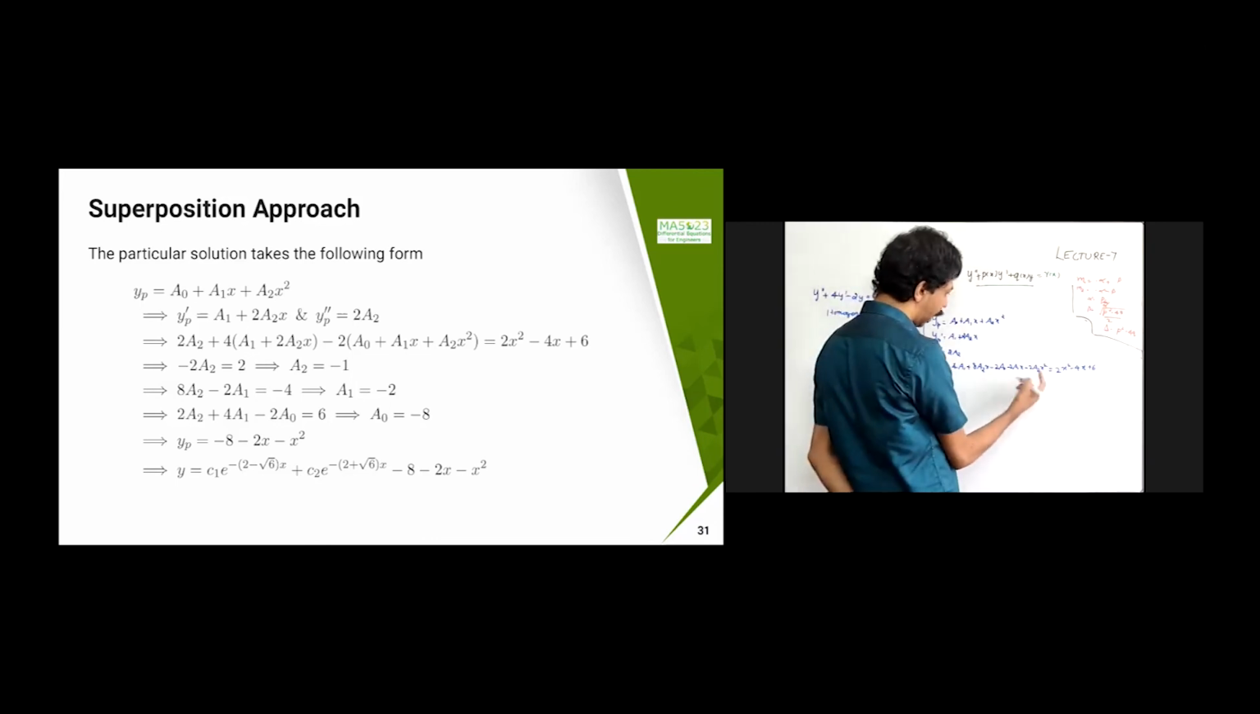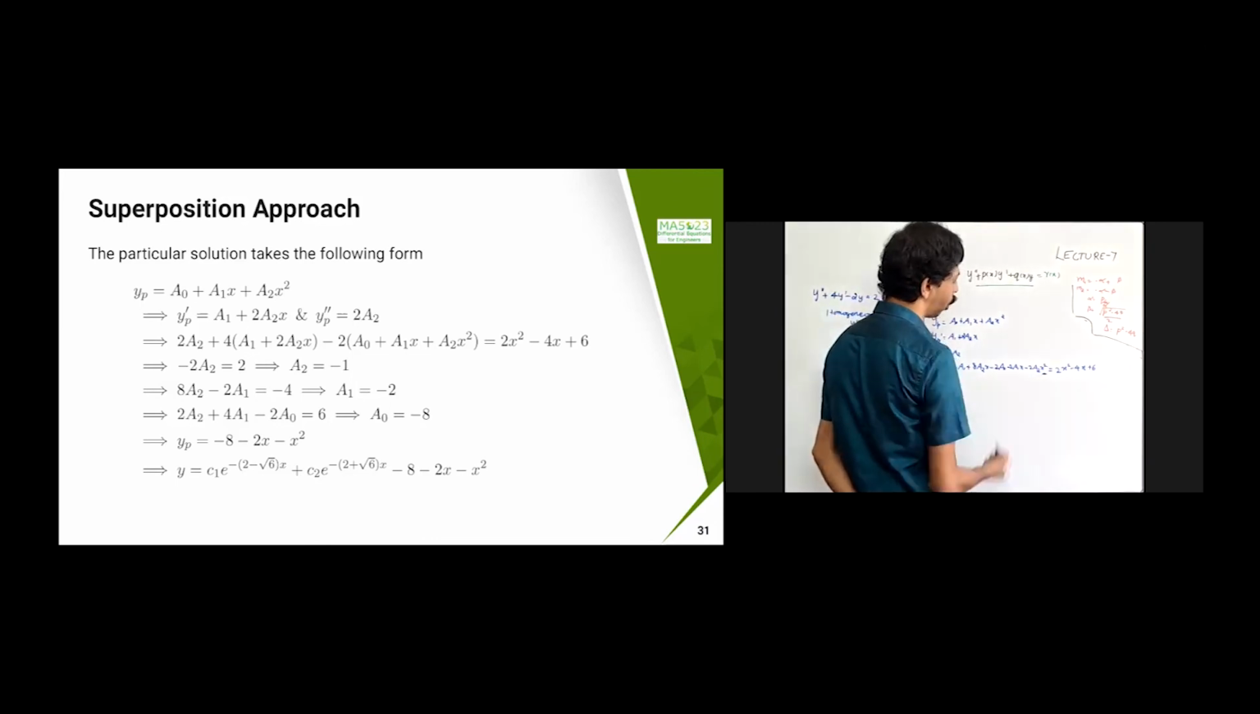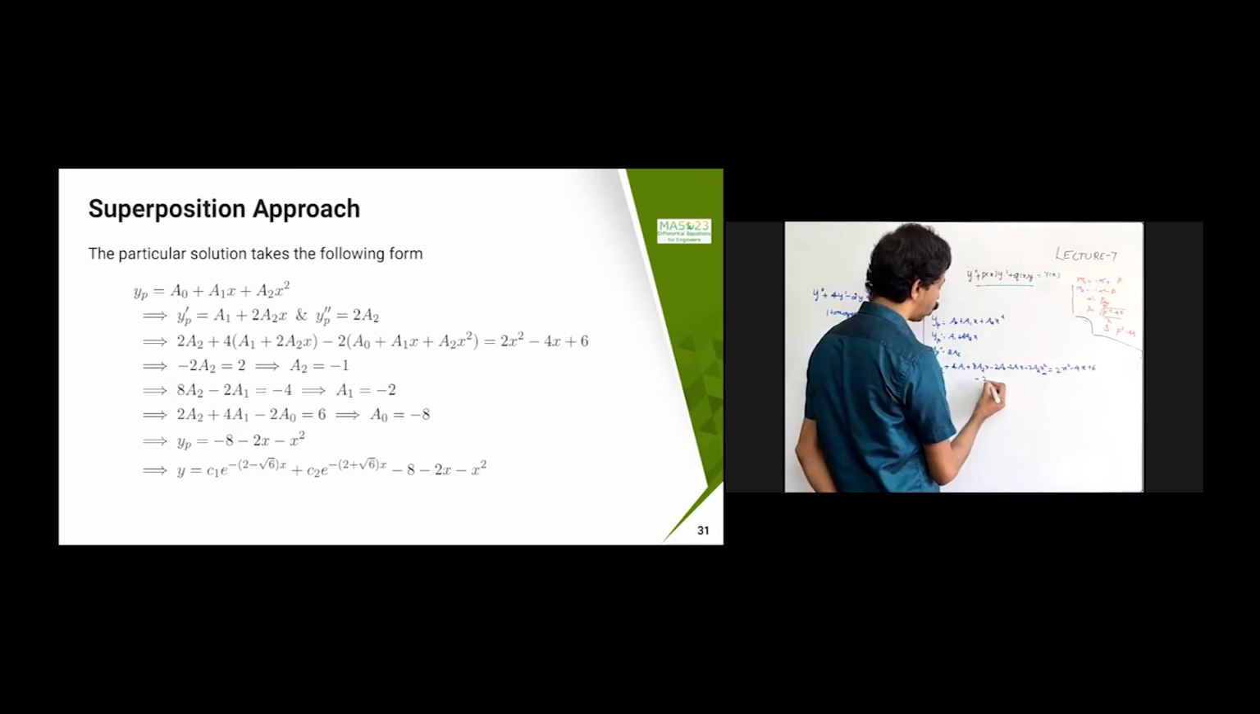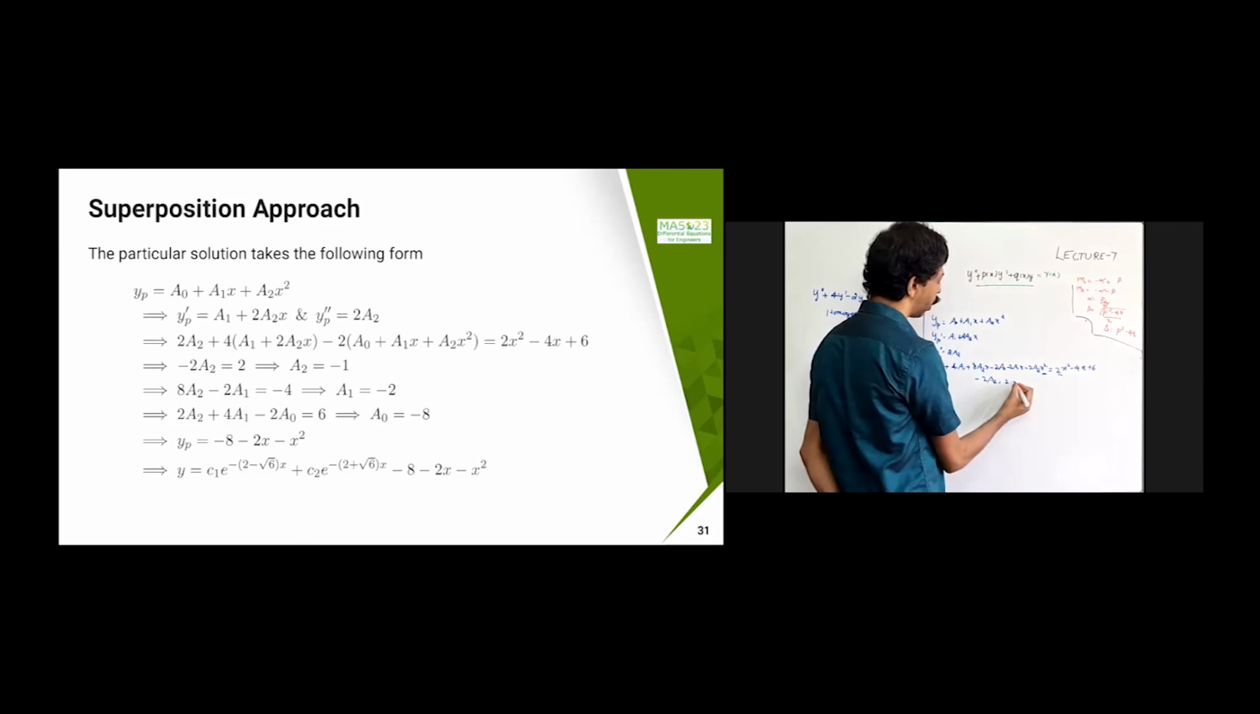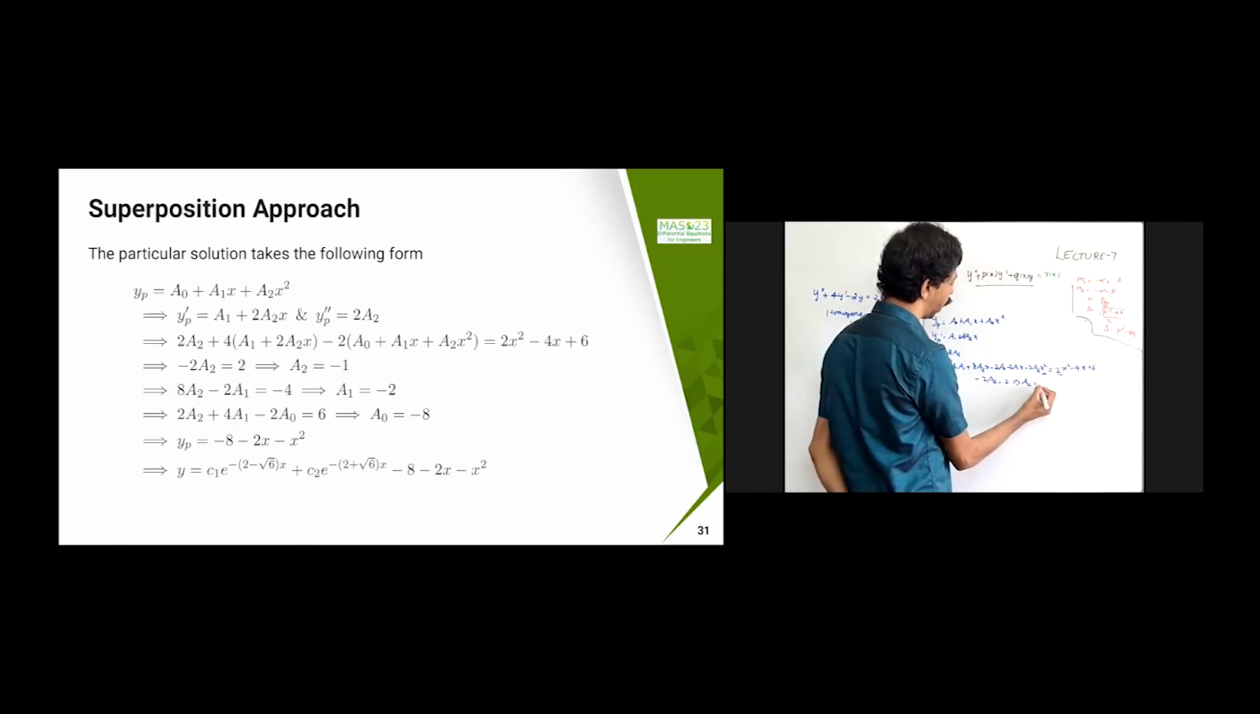So I can simply see that only this is going to have the x square coefficient. Therefore, minus 2a2 equal to 2. Okay, minus 2a2 equal to 2. Therefore, a2 is equal to minus 1. Simply I can write that.